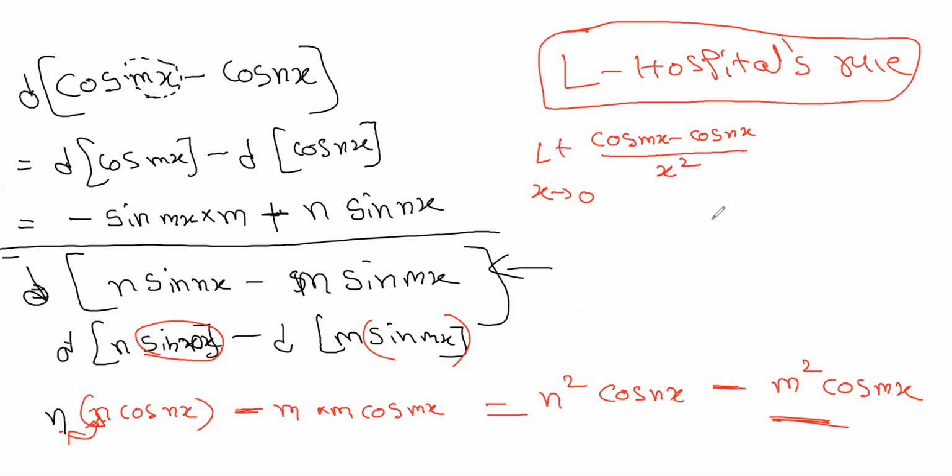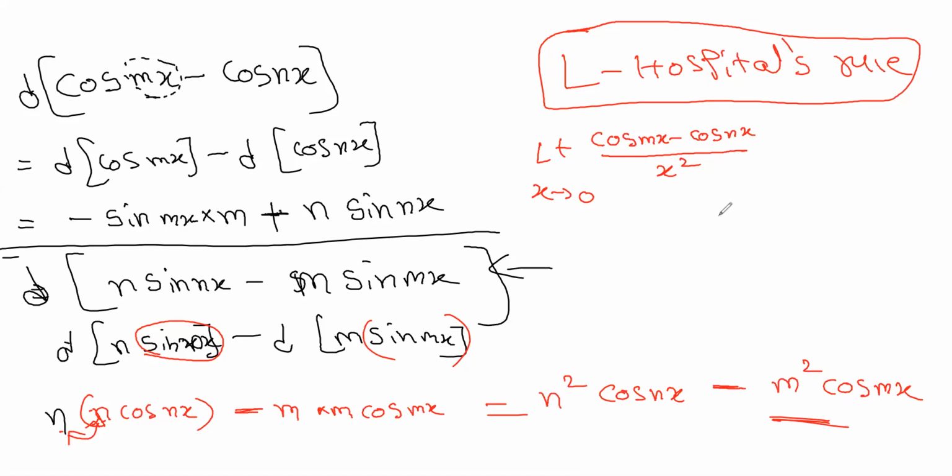Now, how to find the limit for this? I can write it as limit of x tends to 0 cos mx minus cos nx divided by x square. If you substitute, it comes 0 by 0. In any method, it is 0 by 0 form, which means we have to manipulate it. Instead of cos mx minus cos nx, we have to write it in a different way, that is in standard form.